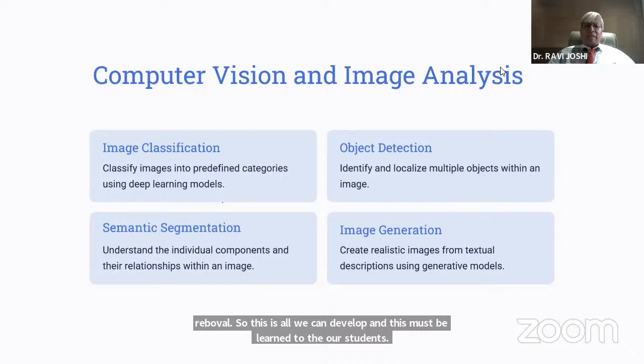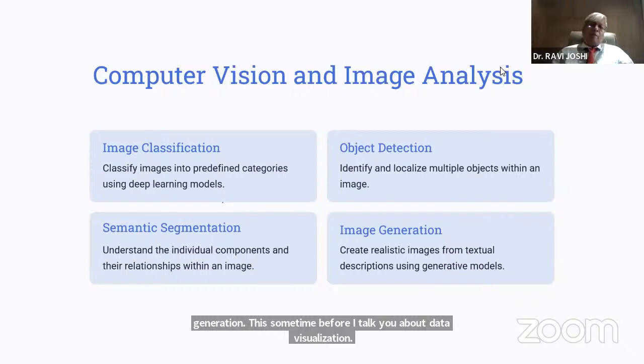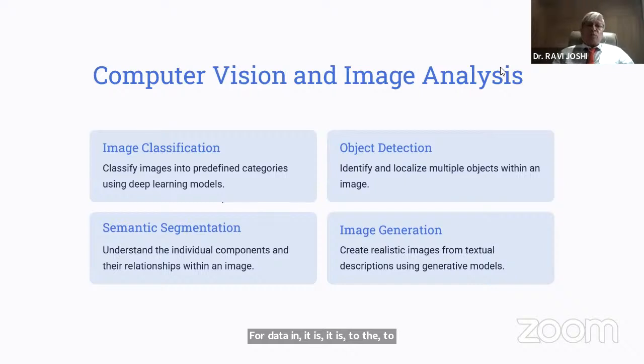Computer vision and image analysis. A little high level, but image classification, object detection, semantic segmentation, and image generation. Sometime before I talked about data visualization. For data visualization, irrespective of the domain of education, our students must be trained in computer vision and image analysis, because nowadays a lot of software is there. They will give the images, but classifying the images into predefined categories using deep learning models will help the student.